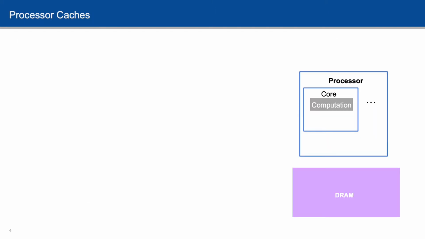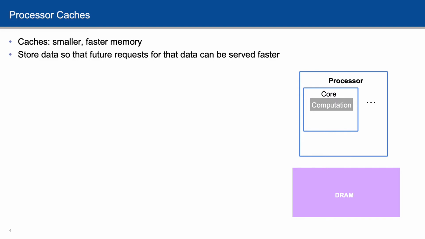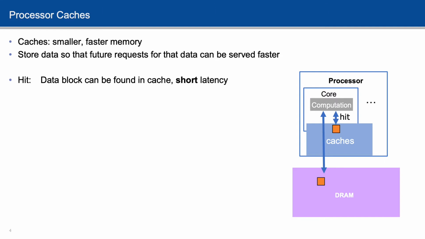Now let's look at what a processor cache is and how it can leak information. Cache is a smaller and faster memory located on the processor core. It stores data so that future requests for the data can be served faster. For example, if I have an orange data block in the DRAM, and the processor core needs to fetch the data, it will fetch the data all the way through DRAM, causing long access latency. With cache, I can store the data on the cache so that when the core needs this data, it can fetch directly from cache, which only needs short latency.